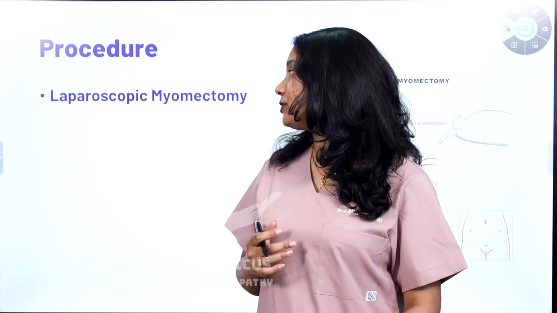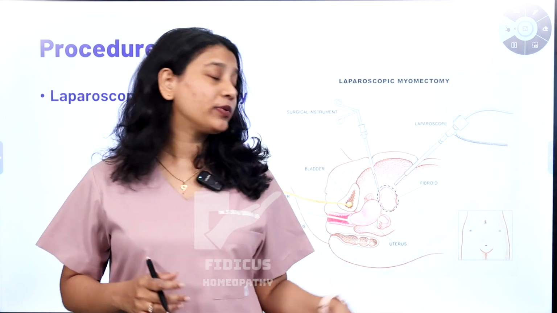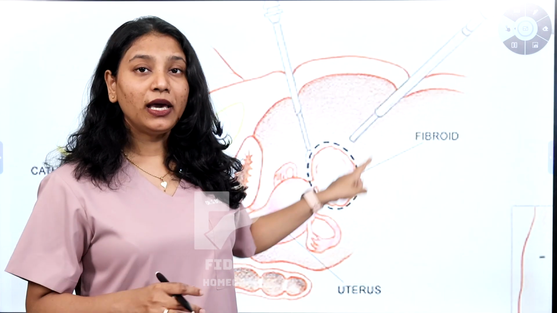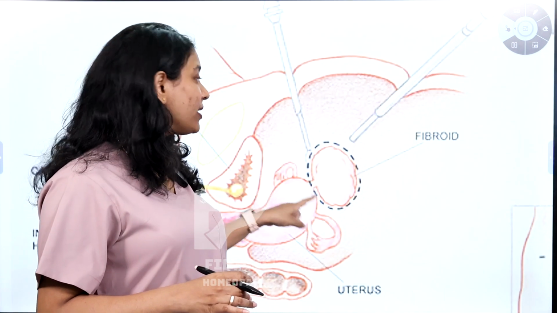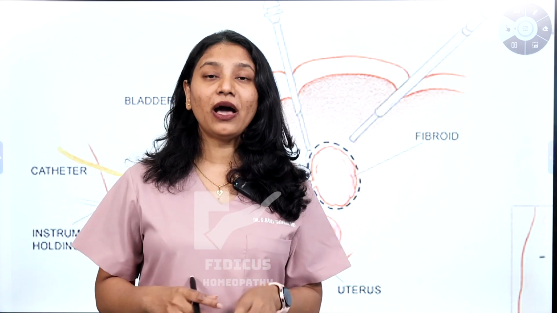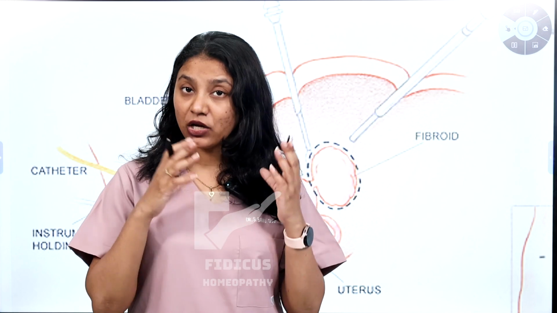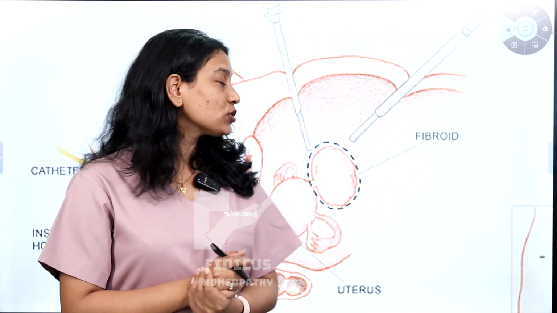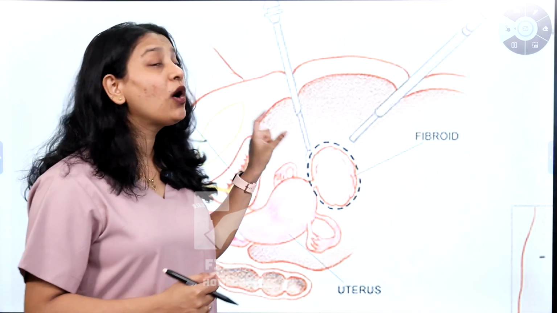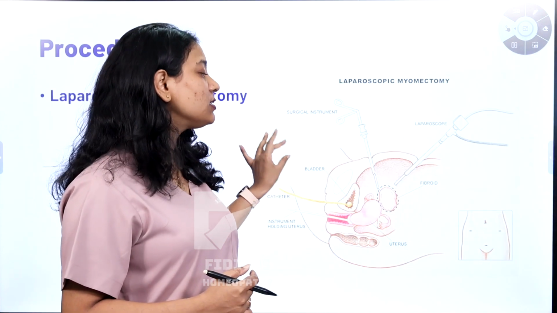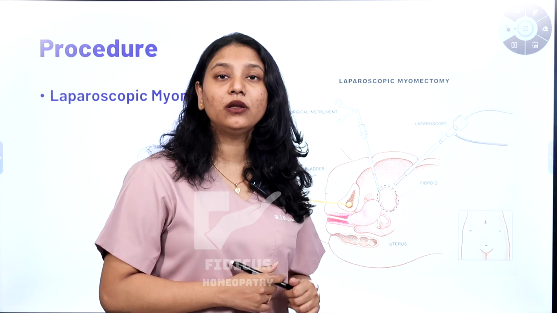The next procedure is called laparoscopic myomectomy. In this procedure, as you all know, they will insert a laparoscope through a small puncture in the abdomen, and they will remove the fibroid. It is minimally invasive in nature, but it cannot be performed if you are having numerous fibroids or larger fibroids. Only abdominal myomectomy can do that. In laparoscopic myomectomy we can only operate on moderately sized fibroids, and the hospital time for this is a little lower compared to abdominal myomectomy.